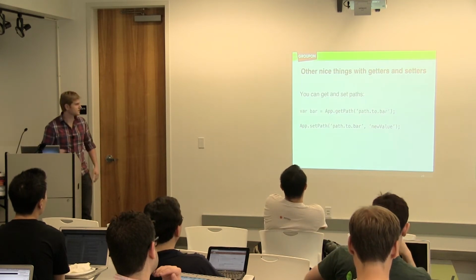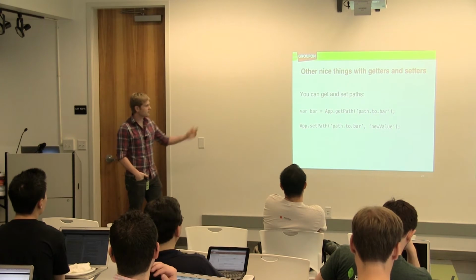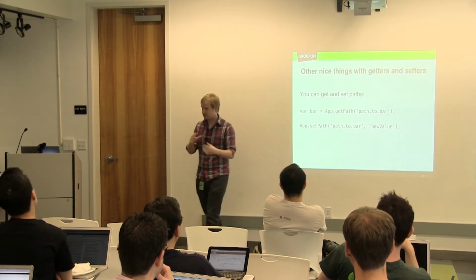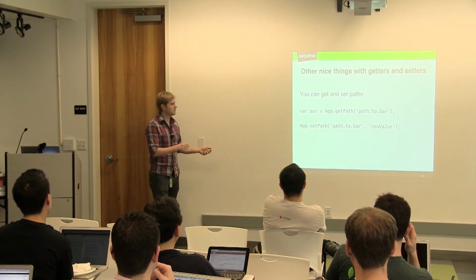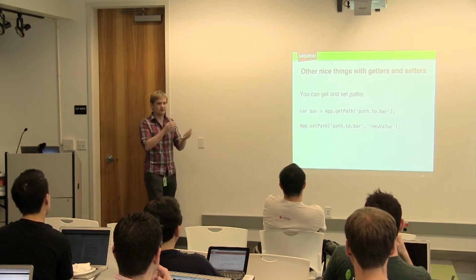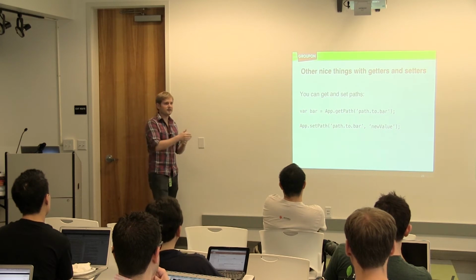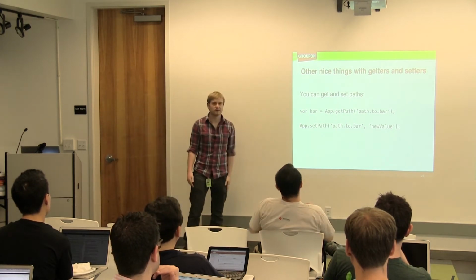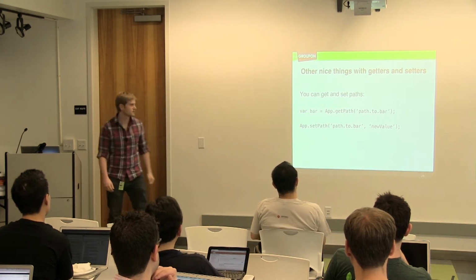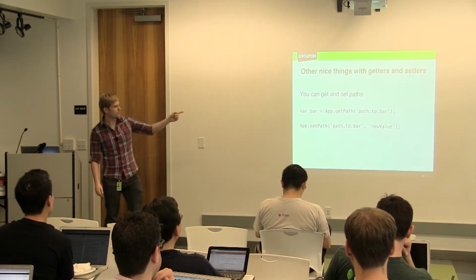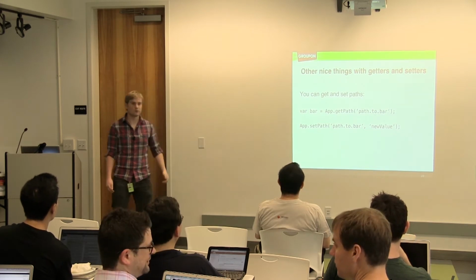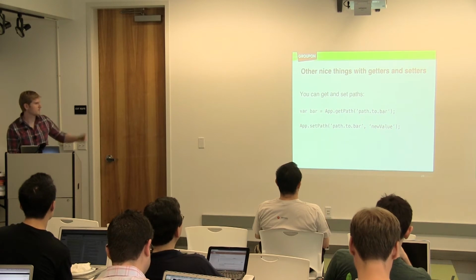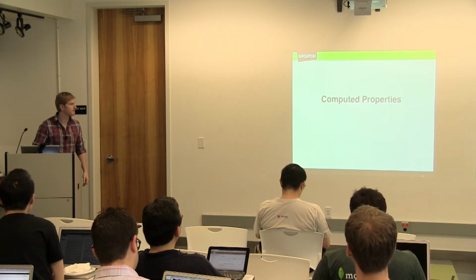You can also use some other nice things. You can do get path. So this is pretty safe. One of the things I always see new people doing is app.get something, .get something, .get something. If anything is null in that chain, things will blow up. So doing get path is a safe way to do it. If anything in the path to bar is undefined, we just return undefined without exploding. You can also use set path if you want to do that.